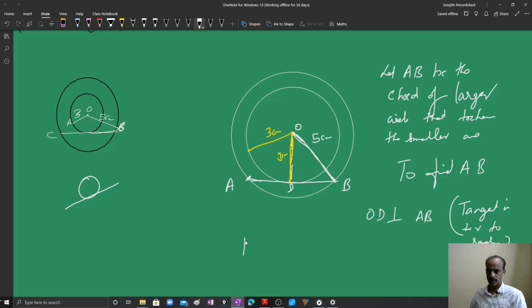Therefore, in triangle ODB, it's a right angle triangle. DB is equal to the root of, using Pythagoras theorem, OB square minus OD square. That is equal to root of 5 square minus 3 square. That is equal to, calculate it, 4 centimeters. So this is 4 centimeters.